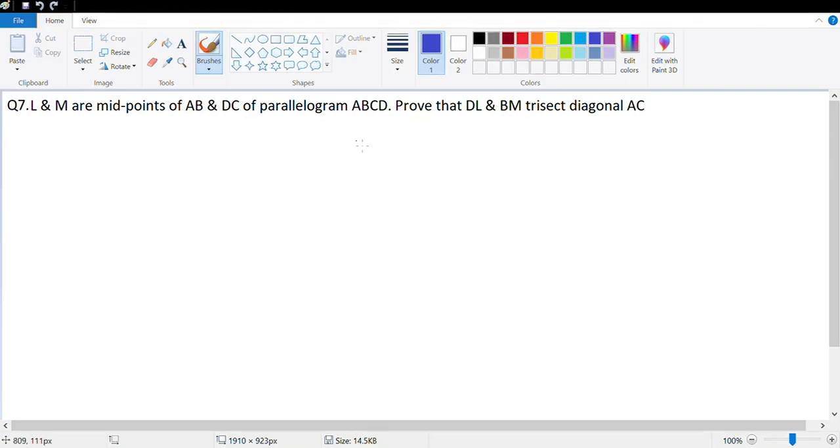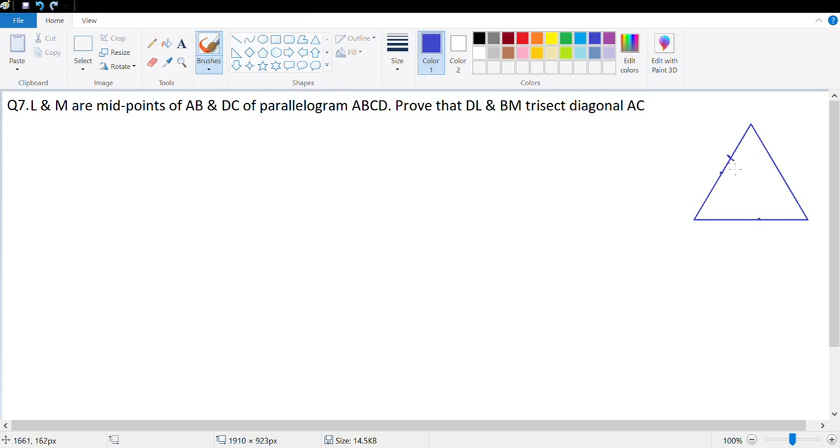Hi guys, let's look at the next question in the chapter Midpoint Theorem and its converse. Again, let me revise what the midpoint theorem is. The midpoint theorem states that in a triangle, if you have a line which joins the midpoints of two of its sides, so in this case let's take two of its sides being in this way.